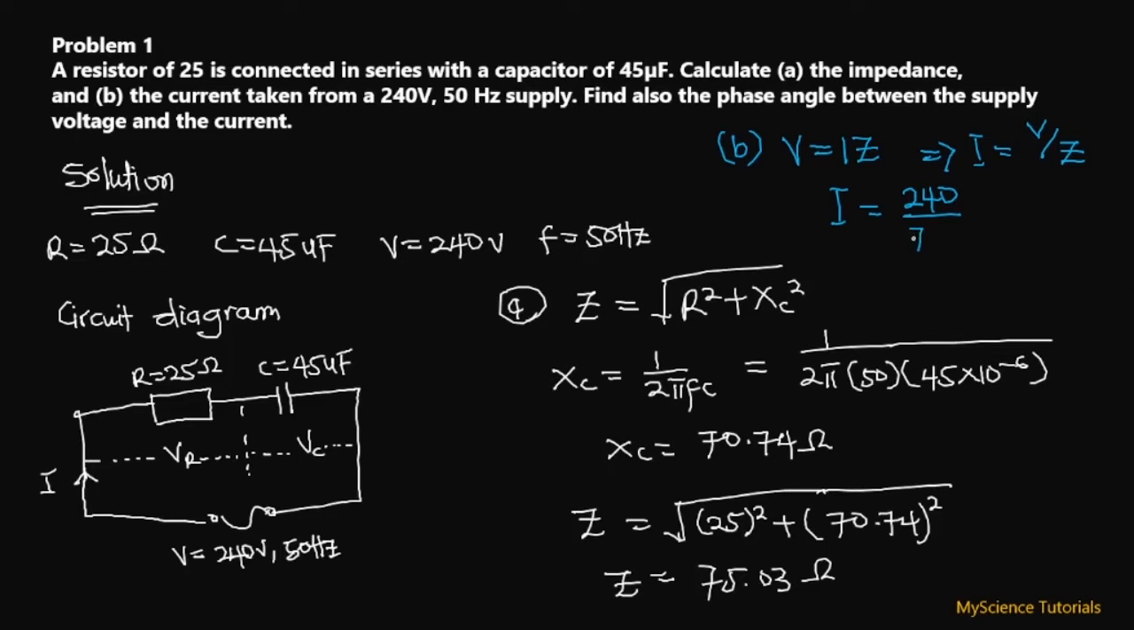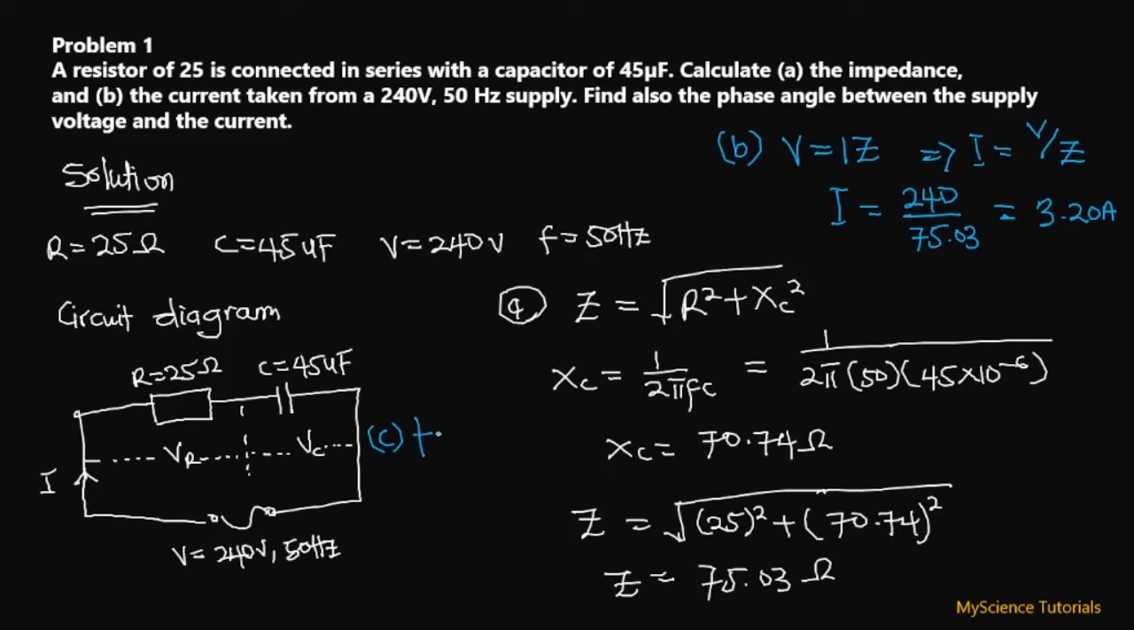So we have 75.03. If we compute 240 over 75.03, we are going to get 3.20 amperes as the current flowing through this particular circuit. Now, we've also been tasked to find the phase angle between the voltage and the current. So that is easy.